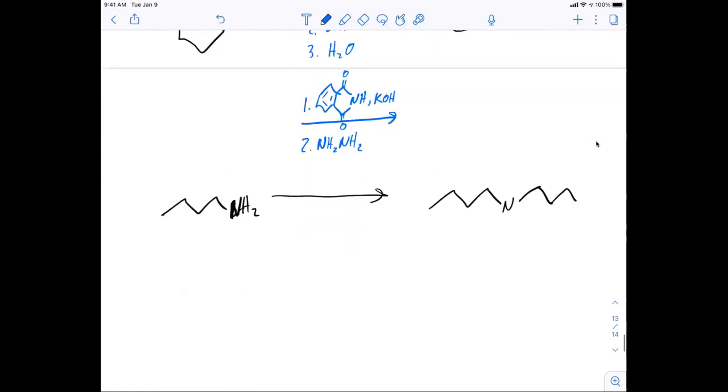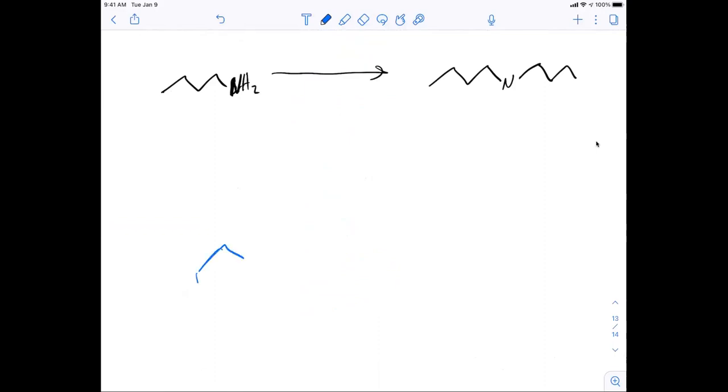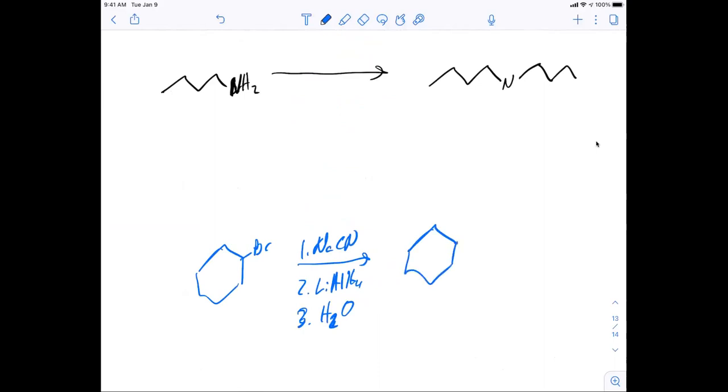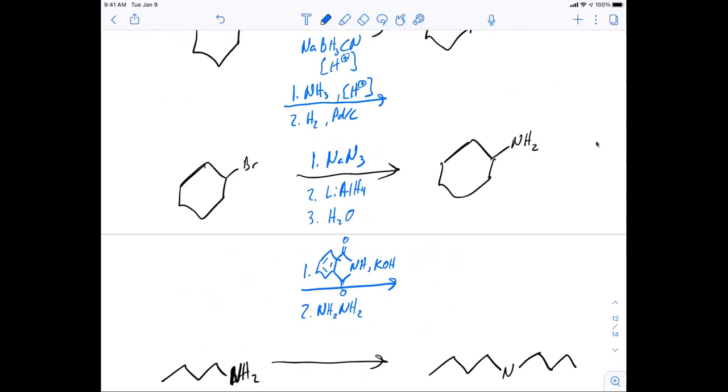No, NaCN would add a carbon, right? So if I did this, followed by the lithium aluminum hydride, then I would end up with this amine, right? So the nitrile adds a carbon and the amine, where the azide and the Gabriel only add the nitrogen.